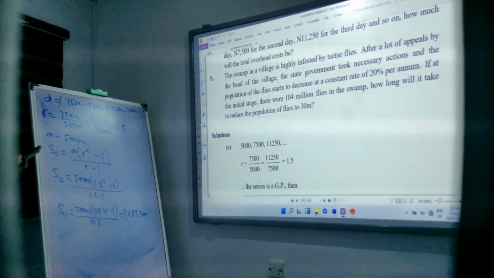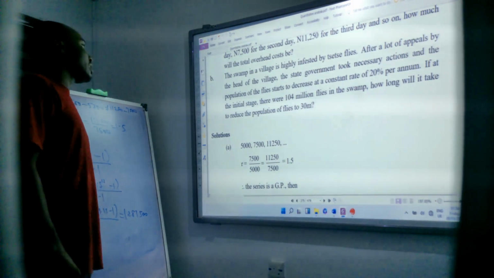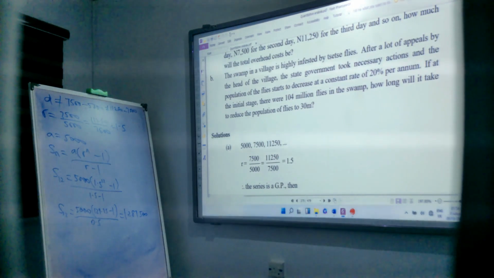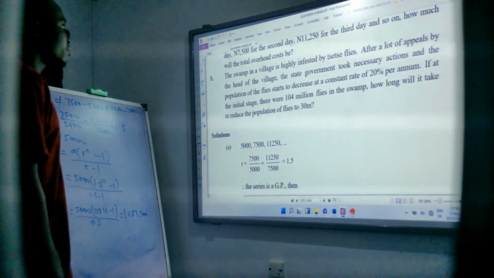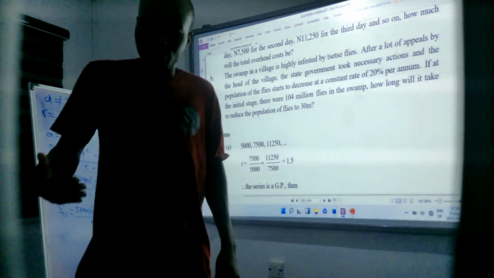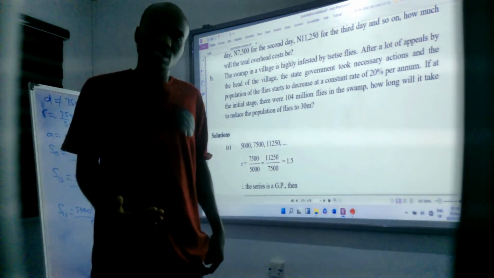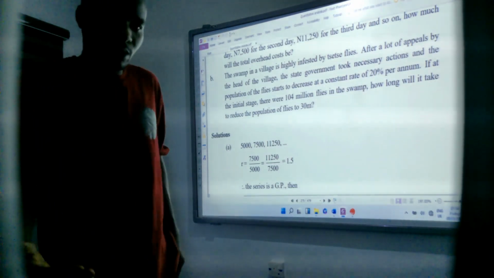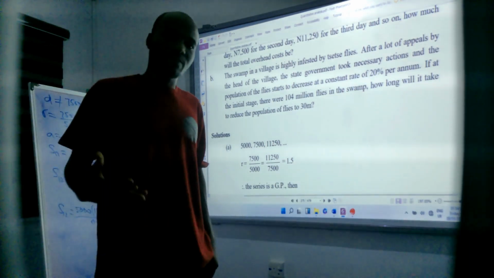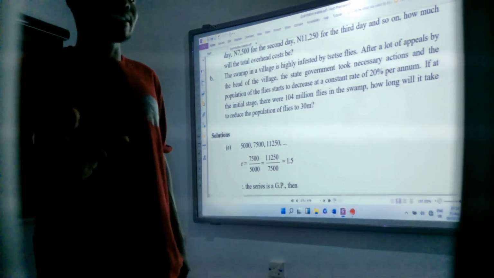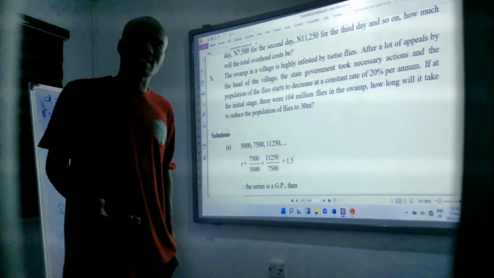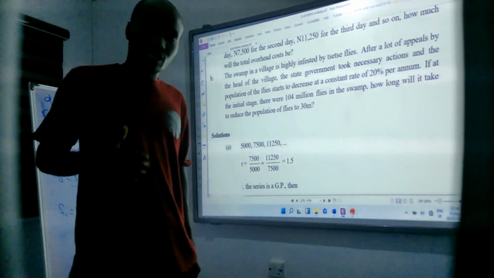So that is our A. A has been done. B: the swamp in a village is highly infested by tsetse flies. After a lot of appeals by the head of the village, the state government took necessary action, and the population of the flies started to decrease at a constant rate of 20%. It means if their population is a certain amount, it will decrease to 80% in a period. By the next period it will decrease again to 80%. Because it's decreasing by 20%, but our common ratio there is 80%, not 20%.